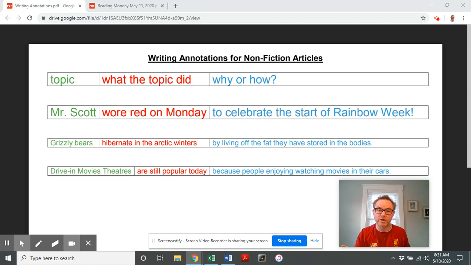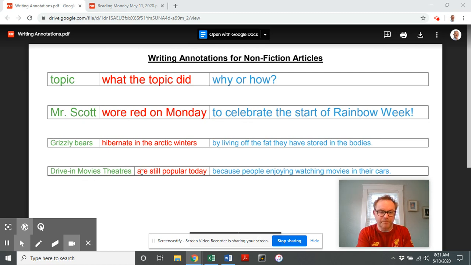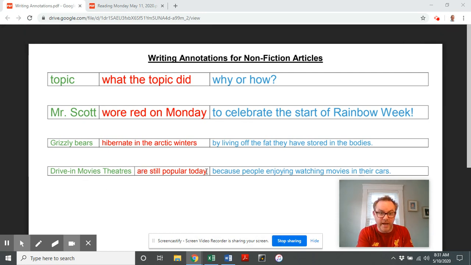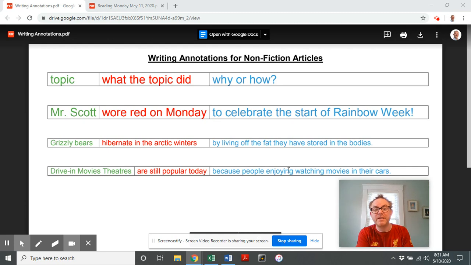So if you're writing an annotation starting with the topic, and the topic isn't really changing in the article, you might find that you're starting your sentences with the same words every time. What about drive-in movie theaters? Well, they are still popular today. Why or how? Because people enjoy watching movies in their cars. All right, topic, what the topic did, how or why it was doing it.